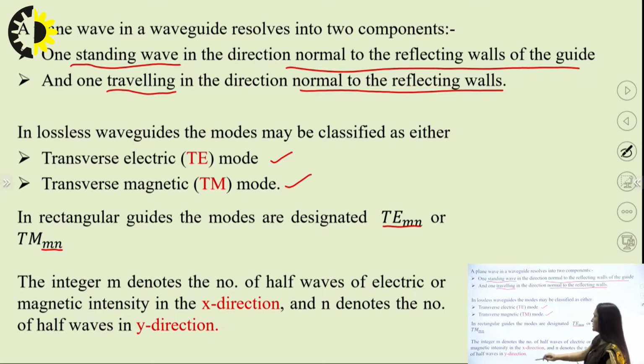M denotes the number of half waves of electric or magnetic field intensity in the direction of X, and N denotes the number of half waves of electric and magnetic field intensity in the direction of Y.